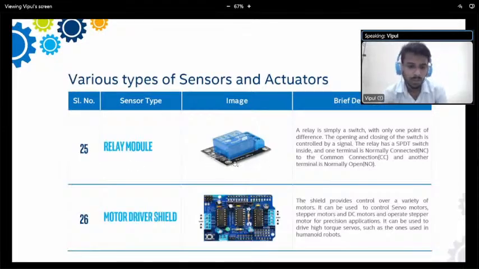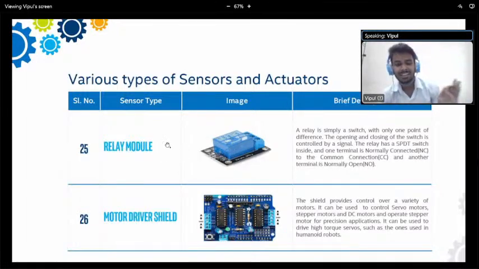Relay module. Relay module, we are aware of, it's one kind of electromechanical switch. By detecting any electronic pulses, we can turn on the loads. If we connect some fan, and here we have connected an IR sensor, if we put our hand in front of the IR sensor, the IR sensor detects it, and by the IR sensor we can turn on this relay. That kind of application we can perform with the relay module.